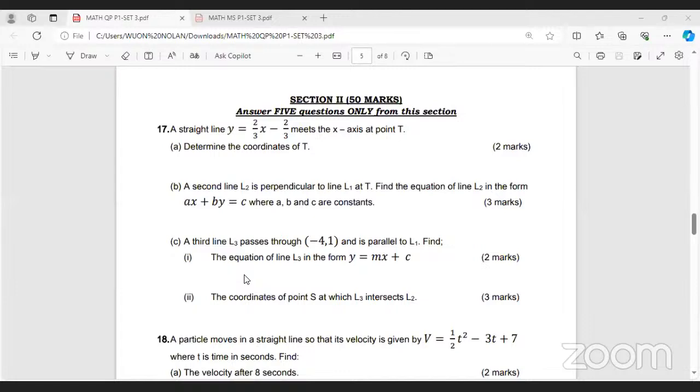Right, we continue. Someone was confirming question 17, part C, Roman 2, to give us the answer.